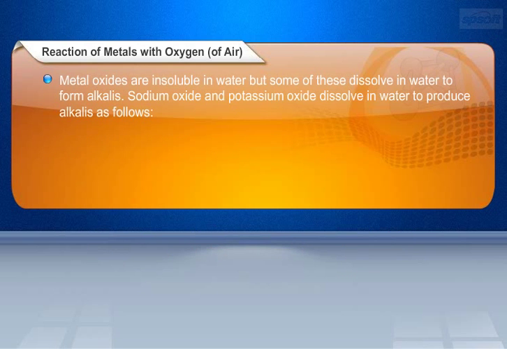Some important points to remember when metals react with oxygen. Metal oxides are insoluble in water, but some of these dissolve in water to form alkalis. For example, sodium oxide and potassium oxide dissolve in water to produce alkalis. The chemical equation is sodium oxide, Na2O, in the solid state, and water, H2O, in the liquid state, combine to form 2 NaOH, sodium hydroxide, in the aqueous state.